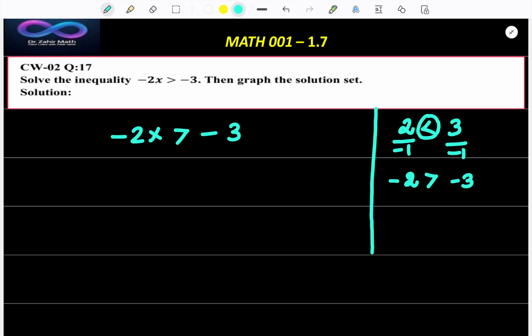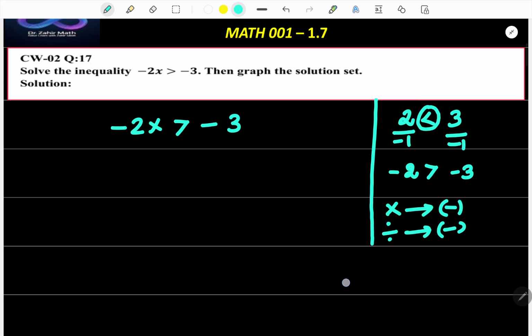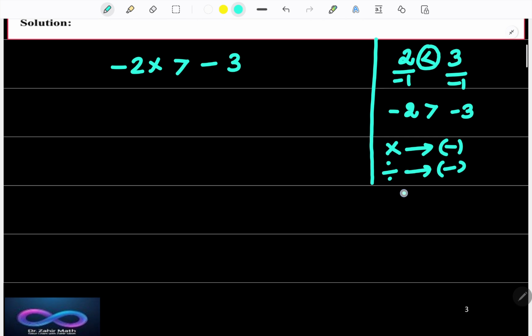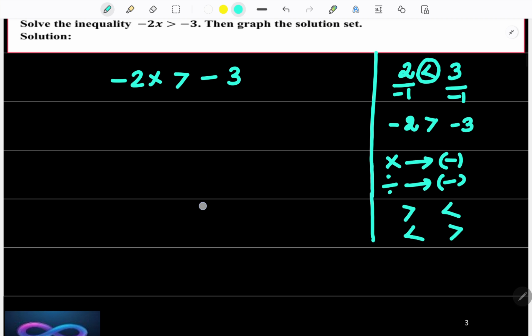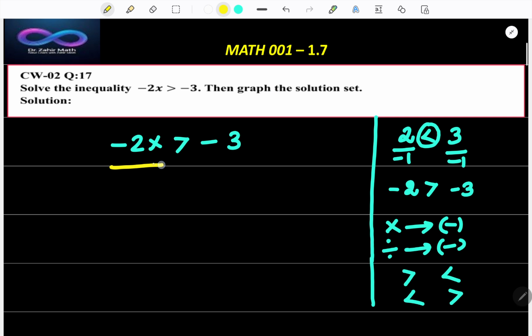So keep in your mind, whenever you are multiplying by minus or dividing by minus, the inequality changes. More than becomes less than and less than becomes more than. So let's start the question. Divide by minus 2, divide by minus 2. When I divide by minus 2, the inequality changes. More than becomes what? Less than.